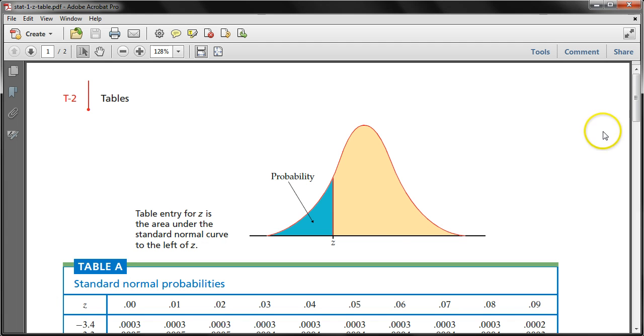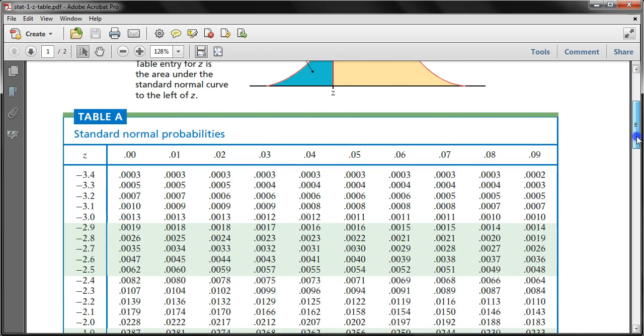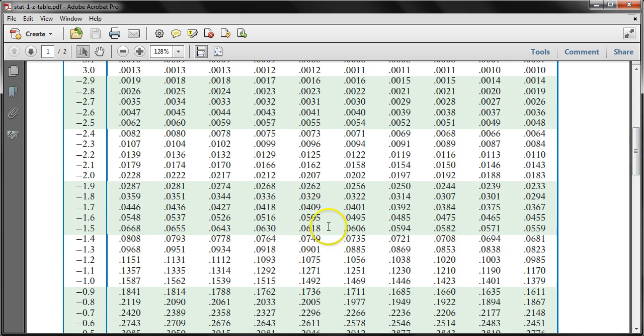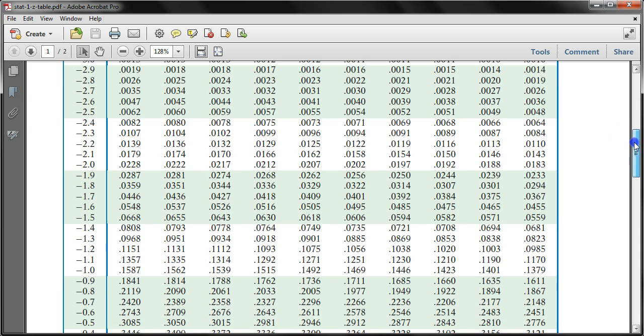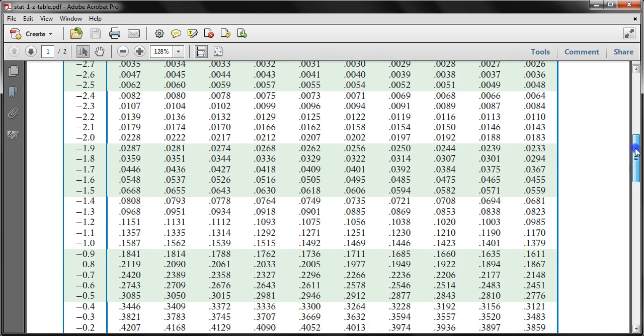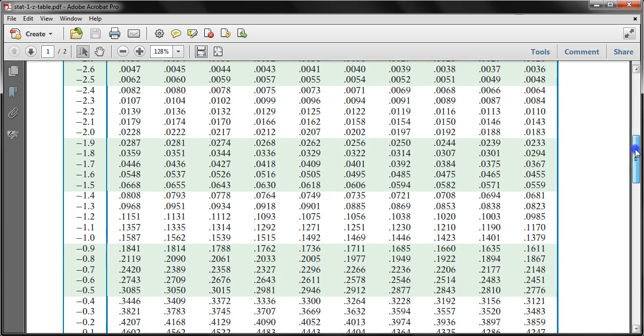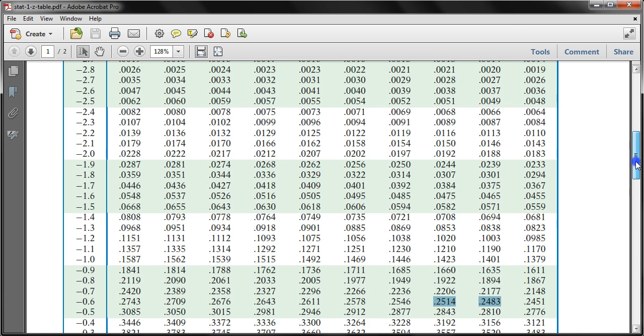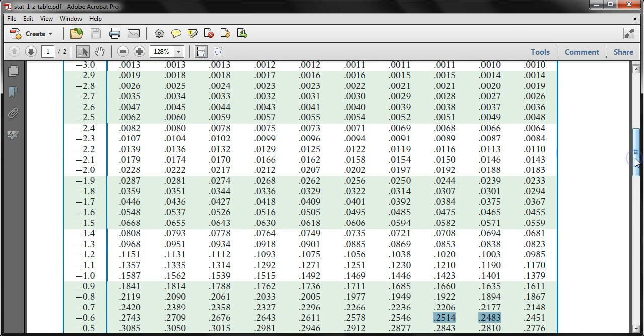Well, here is the normal table. And let's find, among all those probabilities here, the closest number. We are looking for 25%, so what's the closest to 0.25? Let's see. 0.2514 and 0.2483. These two numbers are the closest to 0.25. Do you agree?